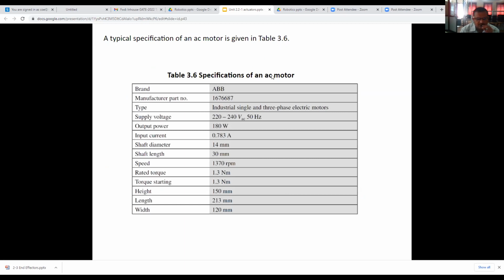Therefore, specifications of an AC motor: brand ABB, manufacturer part number 1676687, type industrial single and three-phase electric motors, supply voltage 220-240 AC volts, 50 Hz frequency, output power 180 watt, input current 0.783 ampere, shaft diameter 14 mm, shaft length 30 mm, speed 1370 rpm, rated torque 1.3 Newton meter, starting torque 1.3 Newton meter, height 150 mm, length 213 mm, width 120 mm.